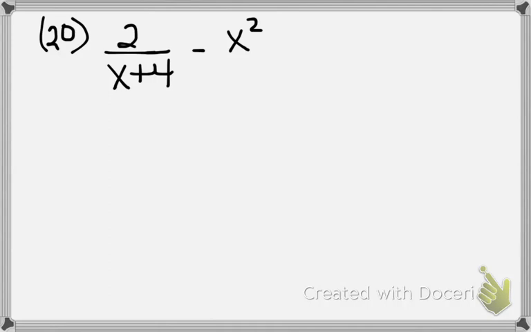Number 20. Alright, we've done simplifying, we've done multiplying, we've done division, and now we're going to do subtraction and addition. When you add and subtract with rational equations, you have to get a common denominator.